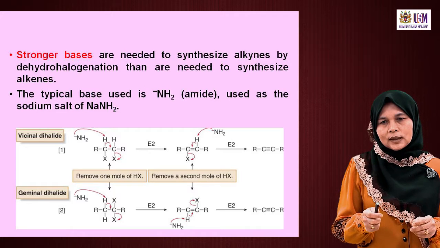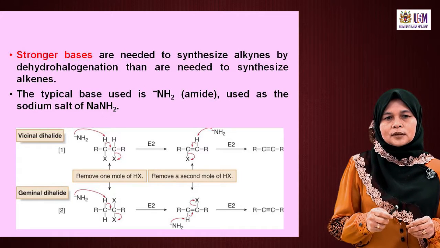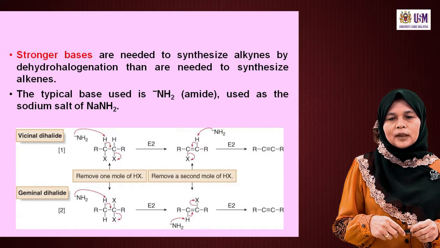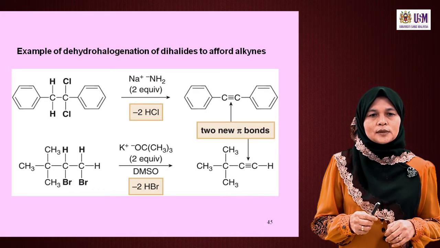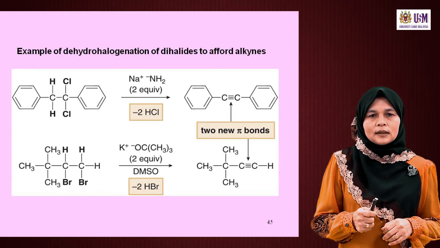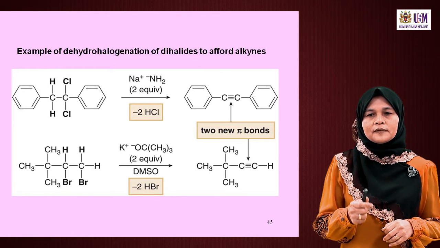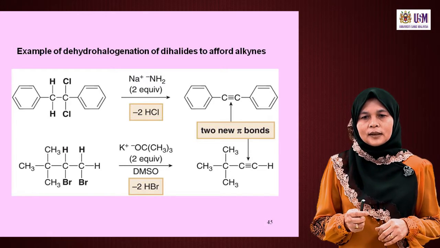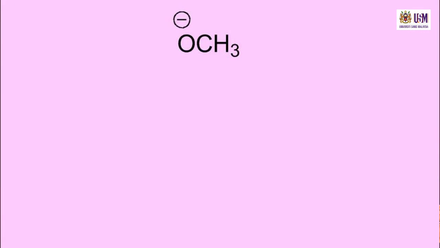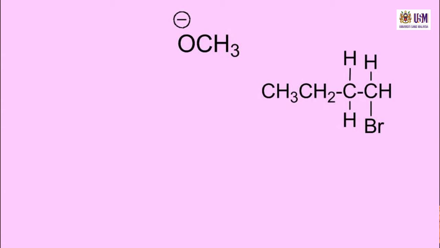The typical base used is amide, used as the sodium salt, sodium amide. This reaction shows a different kind of dehydrohalogenation reaction of the dihalide to afford alkynes. Look at the reaction mechanism here. The flow of electrons shows the mechanism of the elimination reaction, where the base attacks the proton, and then the electrons go to carbon and the bromine leaves to form a product.